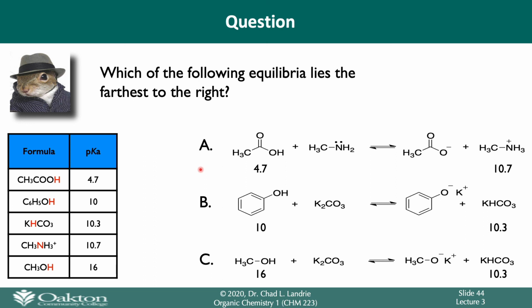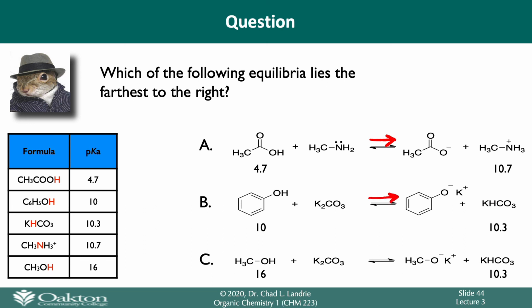So I could conclude then that that equilibrium is bigger than 1. It lies to the right because the ammonium ion has a pKa of 10.7, and that means it's a weaker acid than acetic acid. So the weakest side is on the right, the equilibrium lies to the right. Same for B. Potassium hydrogen carbonate, pKa of 10.3. Phenol, the acid on the left, 10. Bigger pKa, weaker acid. The equilibrium lies towards the weakest side. So again, that equilibrium lies to the right.